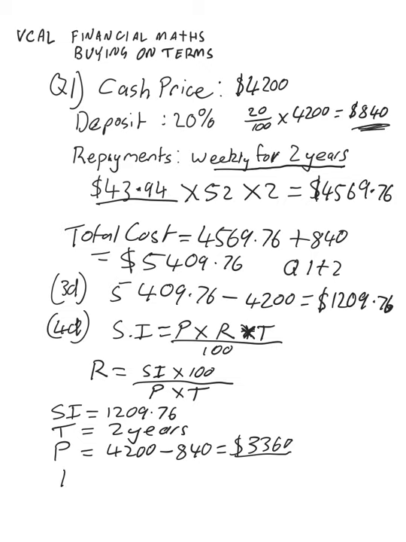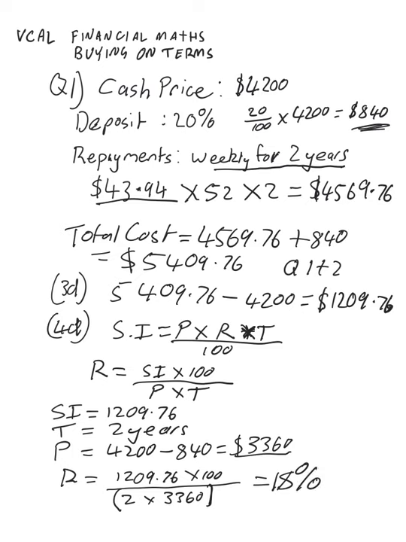we get the interest rate is 1209.76 times 100 all over 2 times 3360. If you're doing this on a calculator, put brackets around those two together to make sure you don't have problems there. And that comes to 18% interest rate, which is a very high rate of interest, and that's why we have to beware if we're buying on terms. Now hopefully this will help you do questions 2, 3 and 4. Thank you.